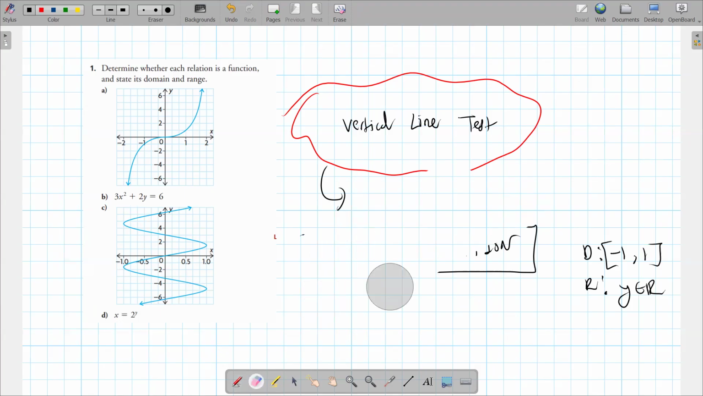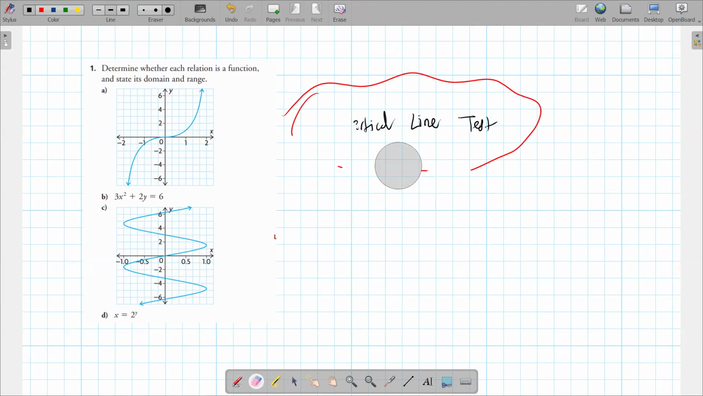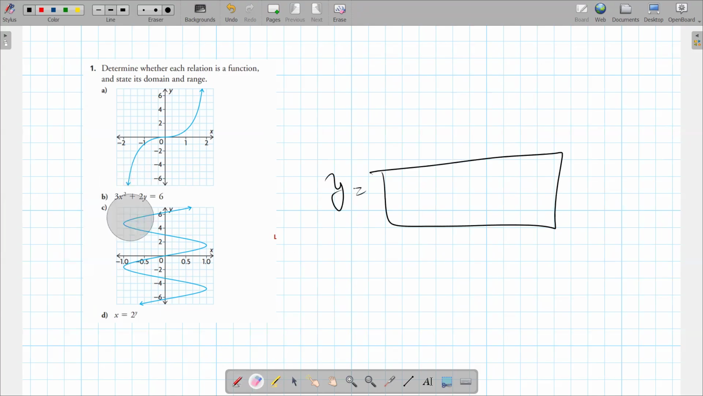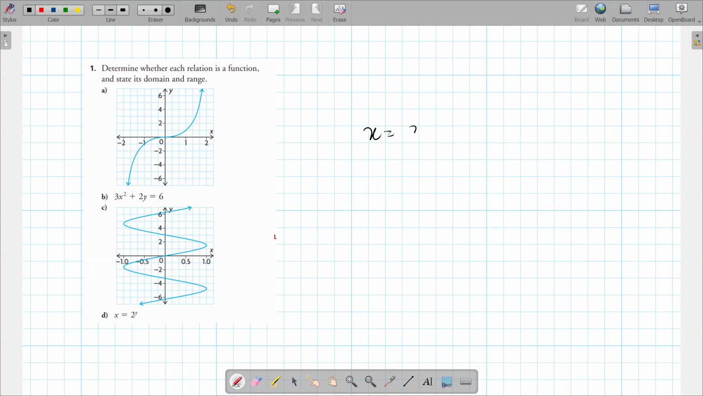D is again a little bit complicated because it's not in terms of y. To see a function from an equation, you have to rearrange it in terms of y. I have x equals 2 to the power of y. How do I solve this equation for y? Note that y is in the exponent, so you'd have to use a method that would allow you to bring the exponent down.